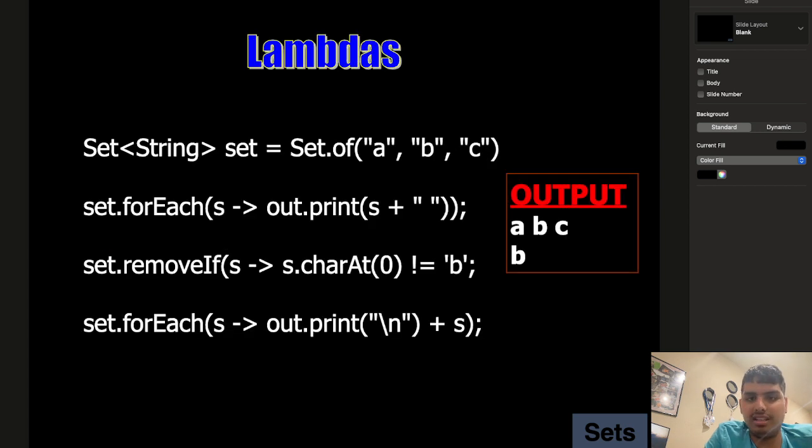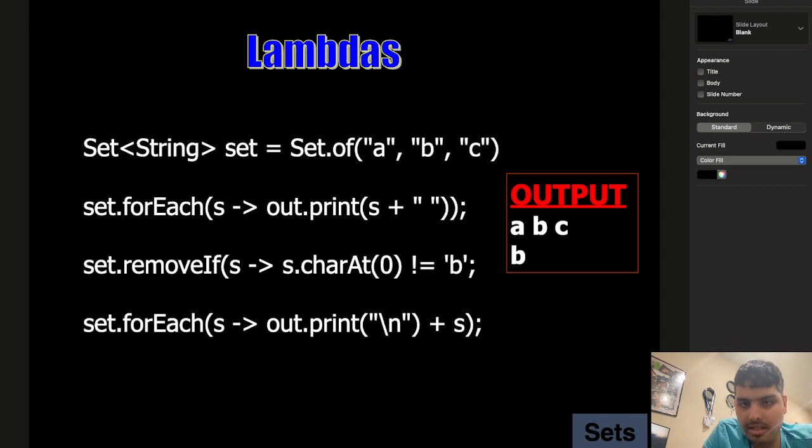All right, now let's take a look at lambdas. So if we do Set of the data type String, set equals Set.of("a", "b", "c"). Then we do set.forEach, s lambda, System.out.print(s), so we get ABC as our output. Now we do removeIf s.charAt(0) is not equal to b. So it's going to say, okay, charAt(0), I have a. Is a not equal to b? That's true, so we remove it. Then we go to the next one. Now we do s.charAt(0) is not equal to b, and the c will also get removed anyway. So we just get b as our output.